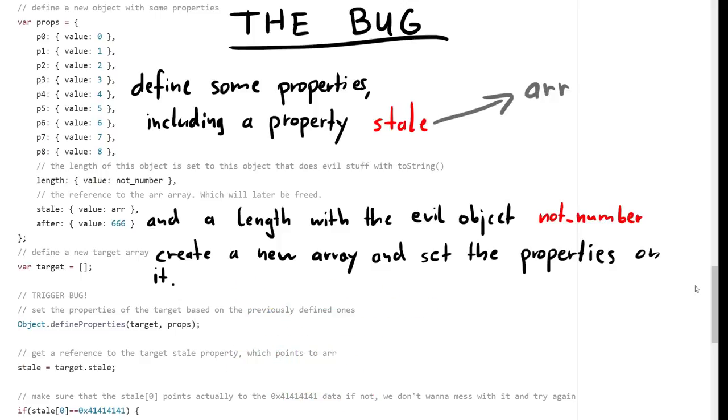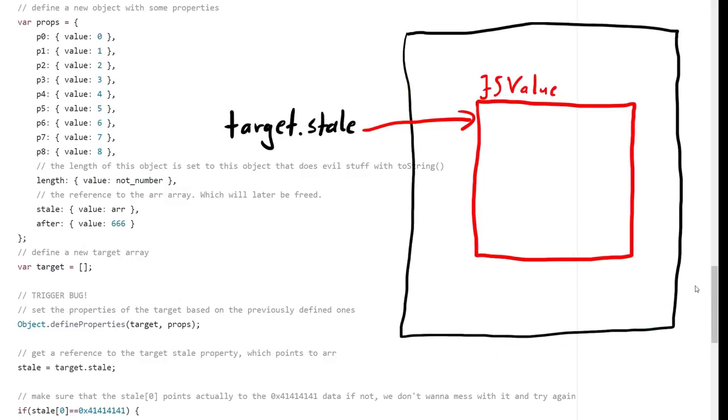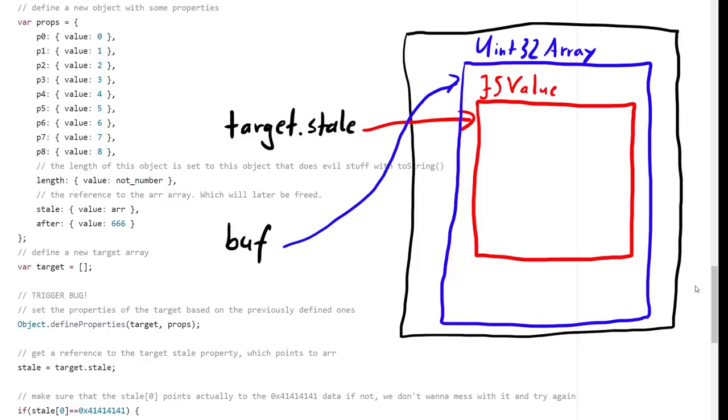During this assignment, the toString function of notNumber will be called and causes the garbage collection of the array, as well as the allocation of a lot of uint32 arrays. And this is where the bug happens. Theoretically, the stale property was set to null and should not be accessible, but somehow the reference is still there. Some stuff internally did not properly check everything. This means that we have a reference into some memory where previously the R array was allocated, and we also allocated a lot of uint32 arrays, and we hope these now overlap. As I mentioned earlier, the uint32 arrays allow direct memory access. They can read and write raw bytes, while the R array was a complex object with JS values.